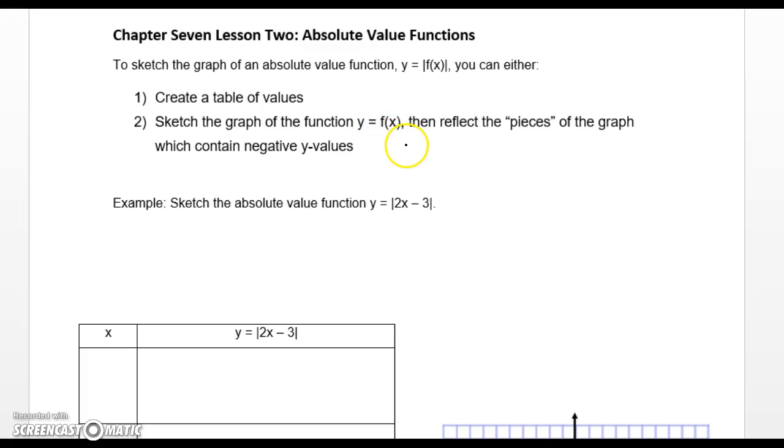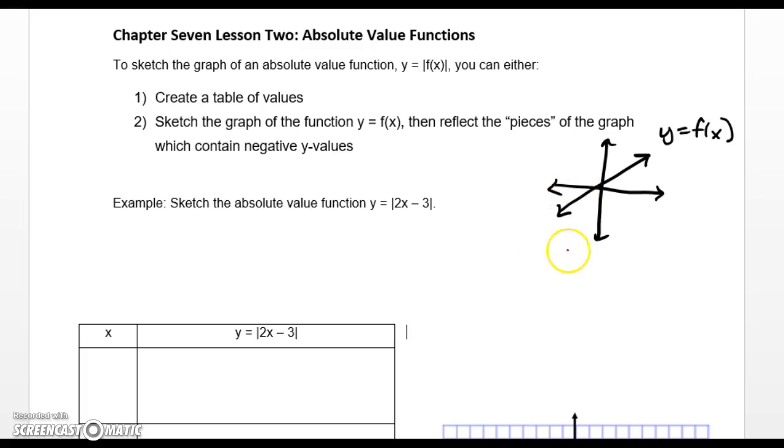So remove those absolute value brackets, and then you reflect the pieces of the graph that would contain any negative y values. So say if we were to have just a little rough sketch of a graph here, and maybe we had a diagonal line here. This one here would be the regular function, y is equal to f of x. And so what would happen is if we were to take the absolute value of that function, anything below the x-axis here would become positive. So that's where it gets reflected.